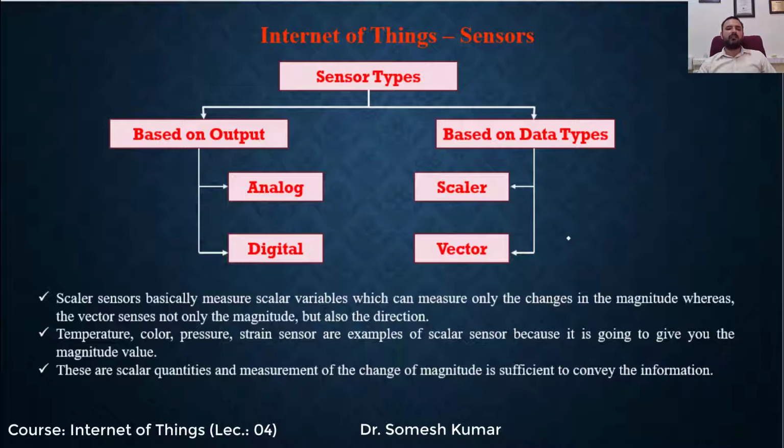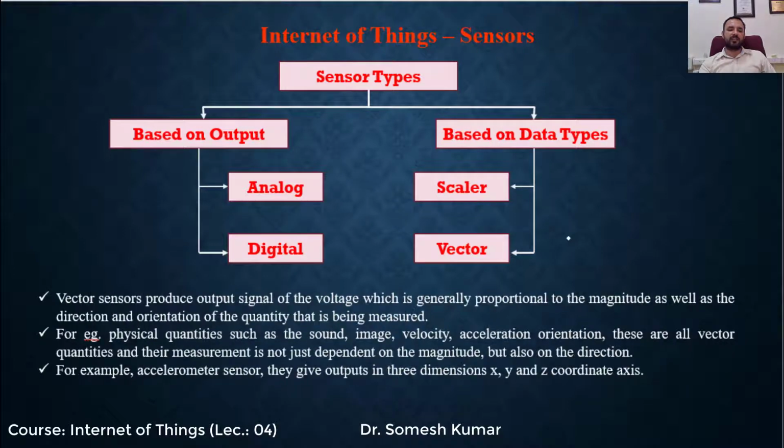And vector means, for example, the acceleration sensor. In the accelerometer or acceleration sensor, the output is given in the form of three coordinates x, y, z. Here the direction is also an important part. So those types of sensors are called vector sensors.